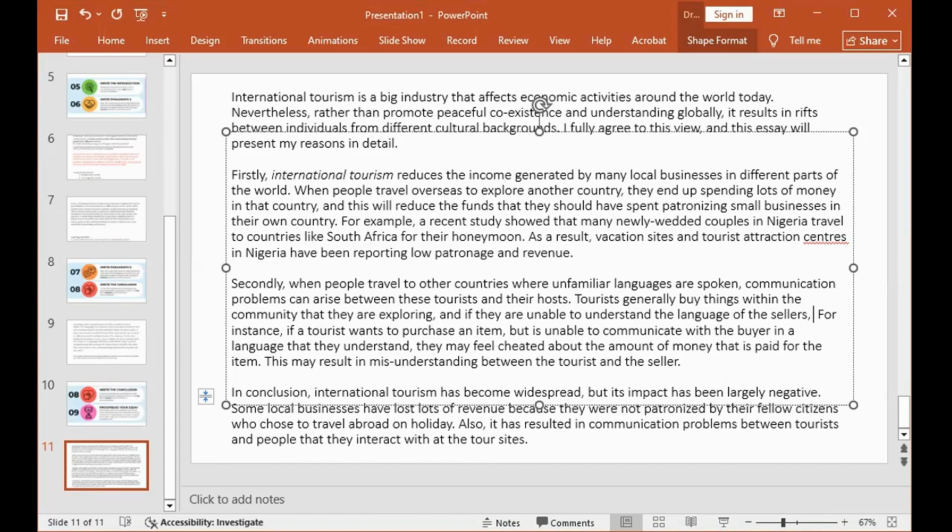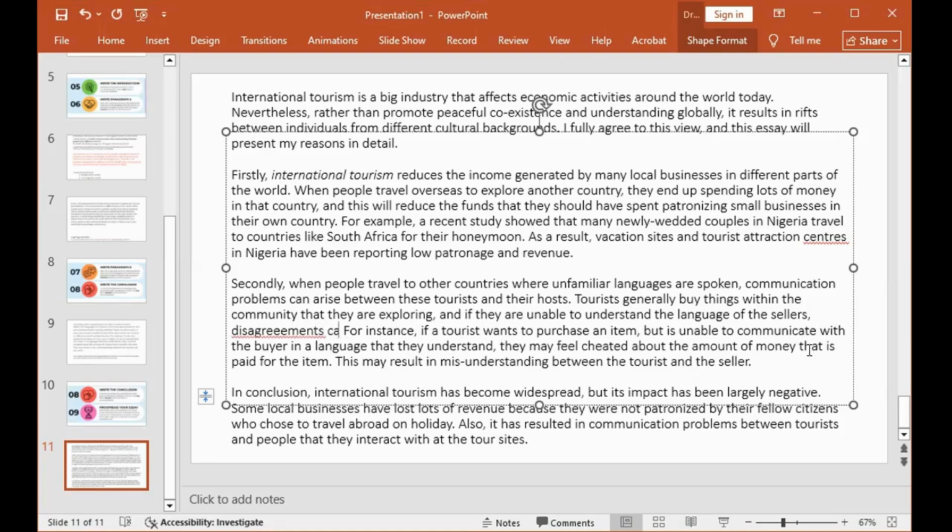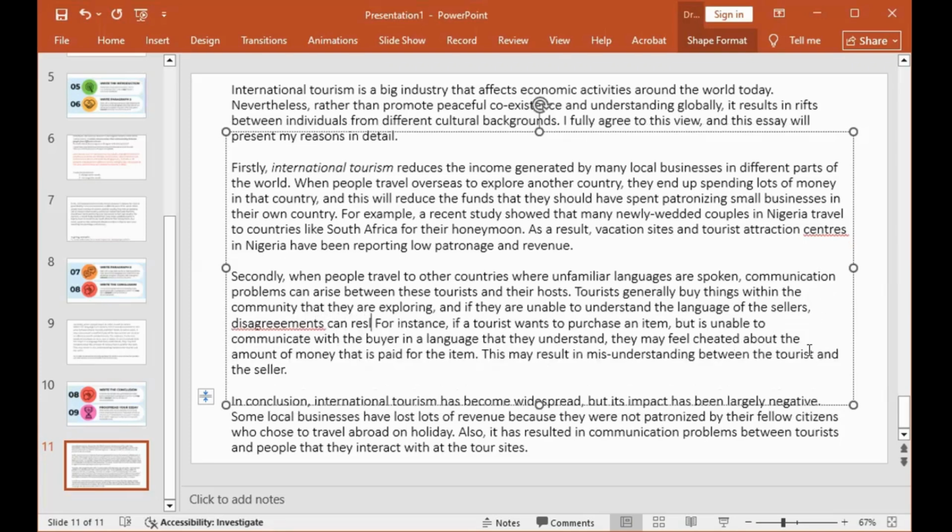Give me a word. Communal conflicts? No, it's not tourists. International tourists cannot be involved in communal conflict. Now, communal conflict is people in one town fighting with people in another town. That's communal conflict. This one cannot fit in. Disagreements. Okay, thank you. Disagreements can result. Now, this sentence is better.